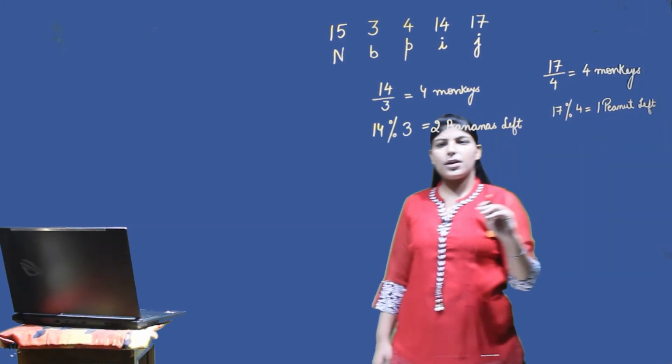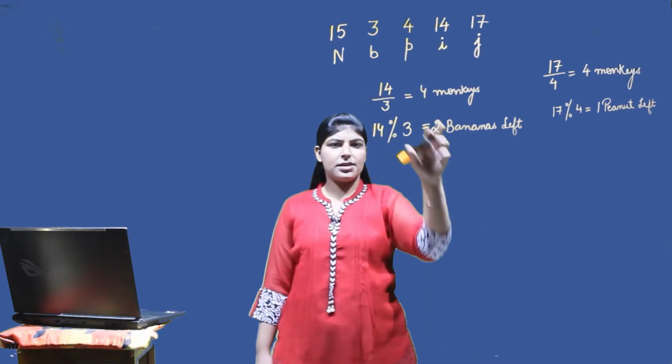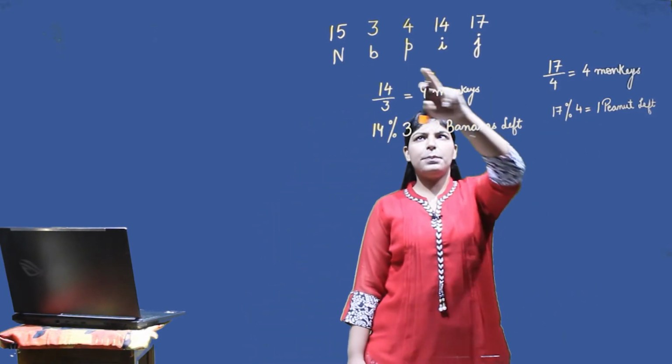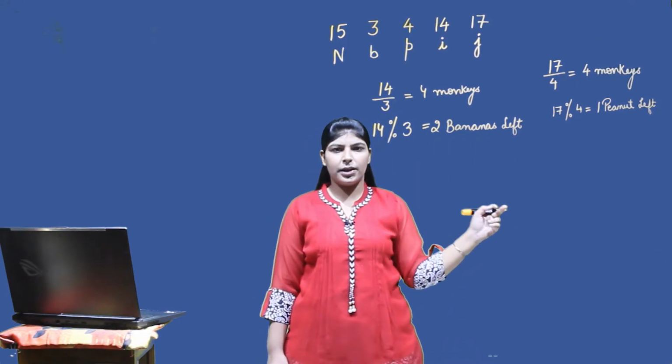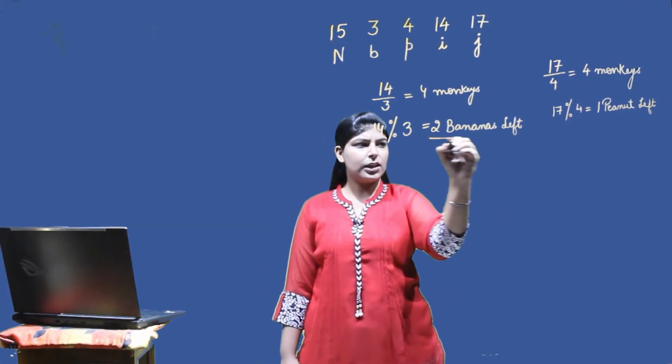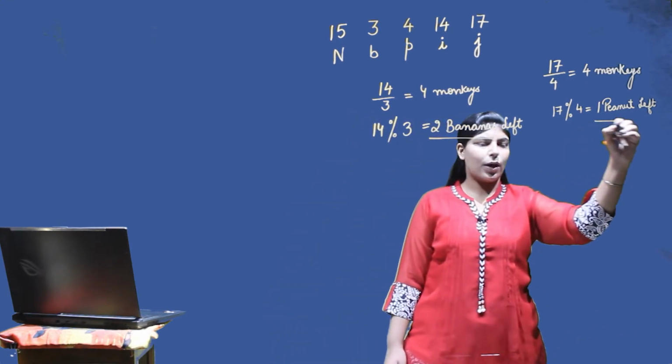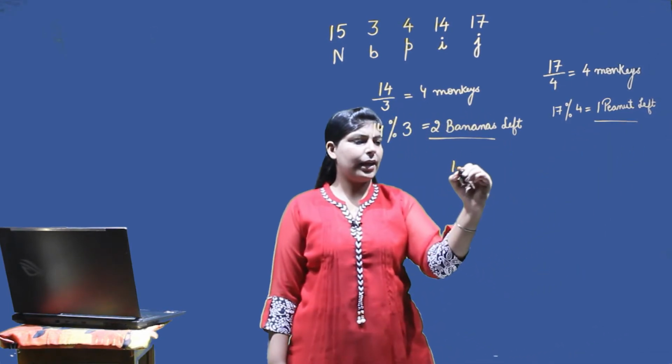So now in this case you can see we have less than B bananas left and less than P peanuts left. So in this case one more monkey can eat all the remaining things. So the last monkey can eat 2 bananas as well as 1 peanut. So one more monkey can eat.